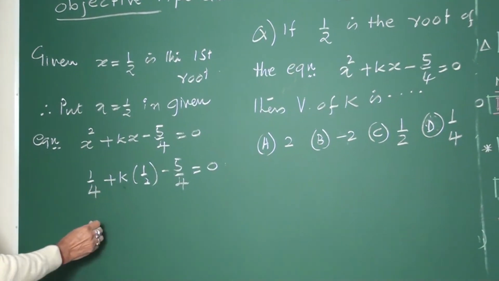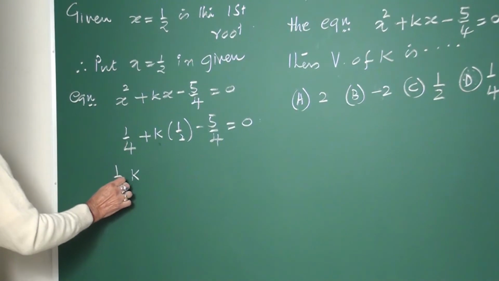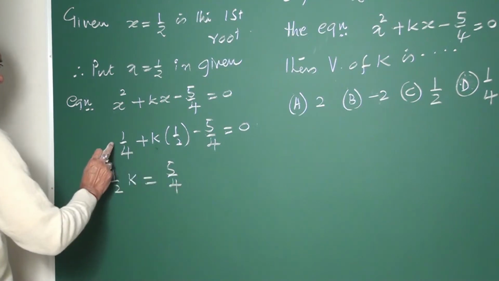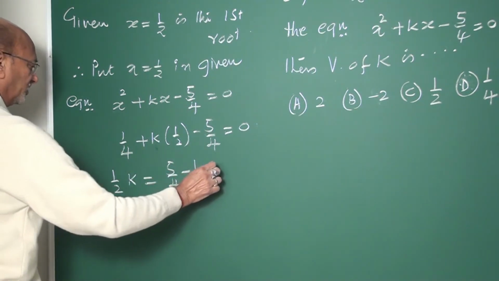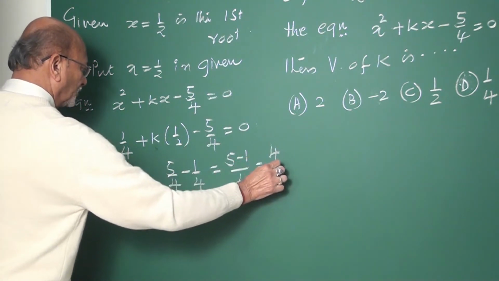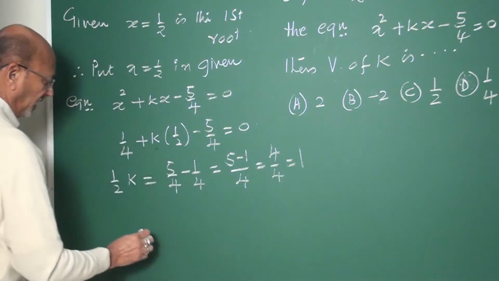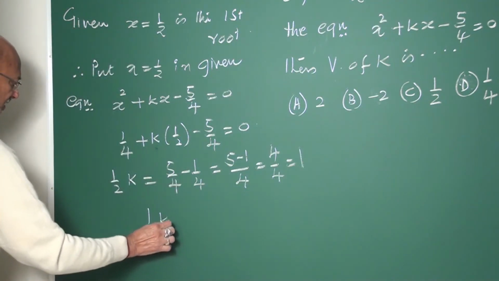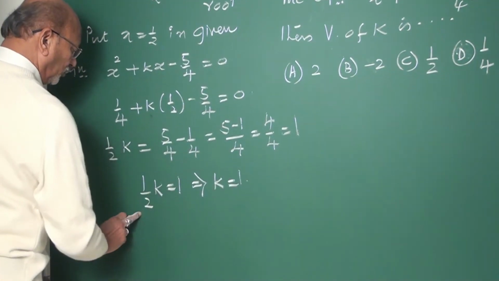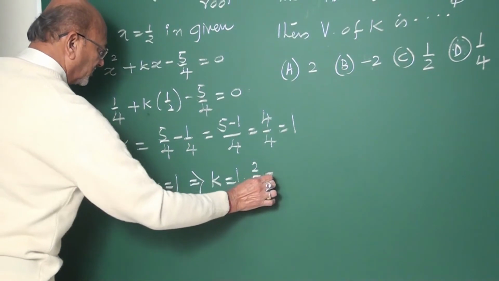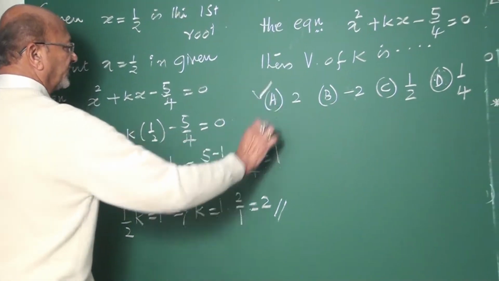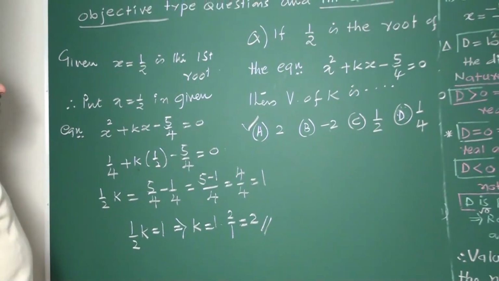Shift that side. So this is k/2, or 1/2 into k equal to minus becomes plus, plus becomes minus 1/4. What is this? LCM 4. 4 upon 4 means it is 1. Therefore, half k is 1. Then what is the value of k? Equal to 1 into 2. Then what is the answer, my friend? k equal to 2. Then which option is the correct answer? First option is the correct answer.